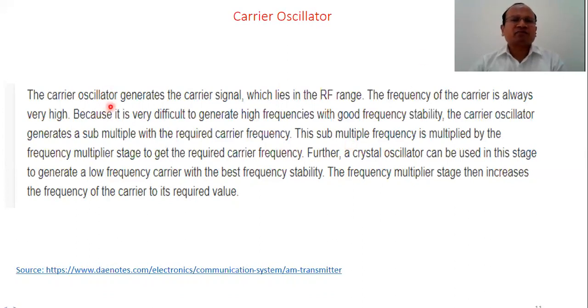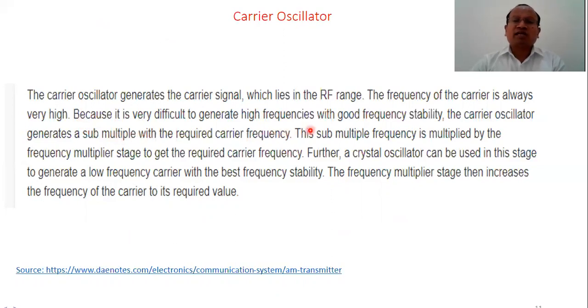Carrier oscillator. It generates the carrier signal, which is in the RF range, the radio frequency range. Whatever signal is generated is in radio frequency. We have seen what the radio frequency is in the entire EM spectrum. The frequency of the carrier is very high. We have already discussed this a number of times. A high frequency signal is used in the modulation process, which is mixed with the modulating signal. Therefore, the frequency of the carrier signal is very high.